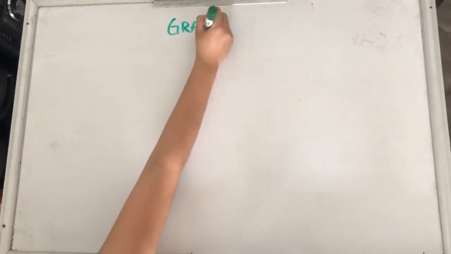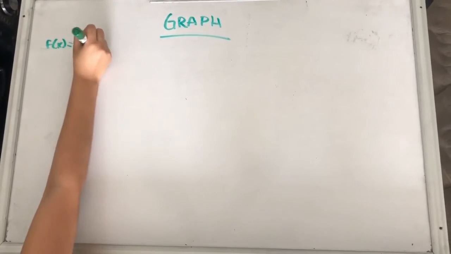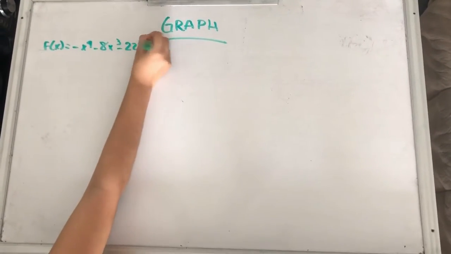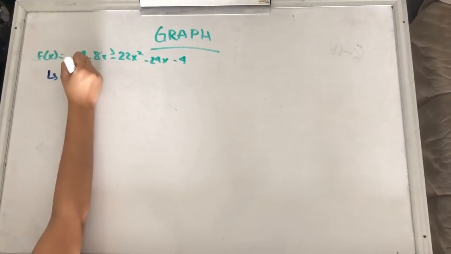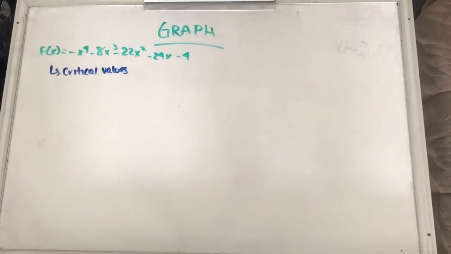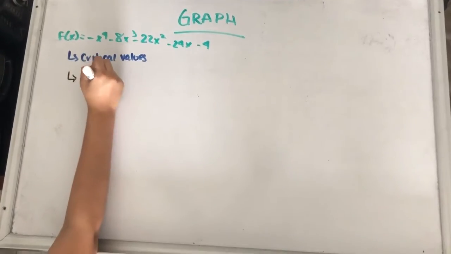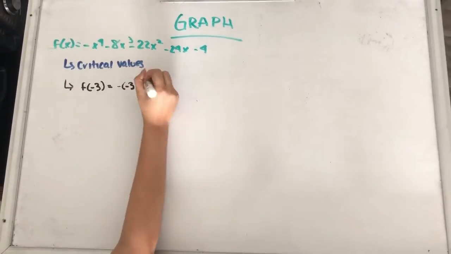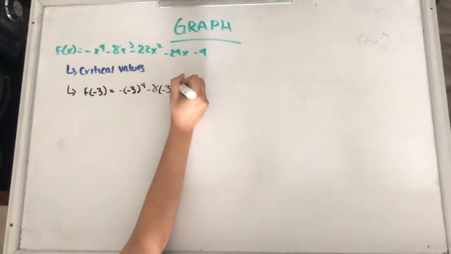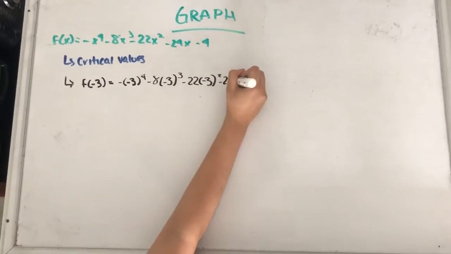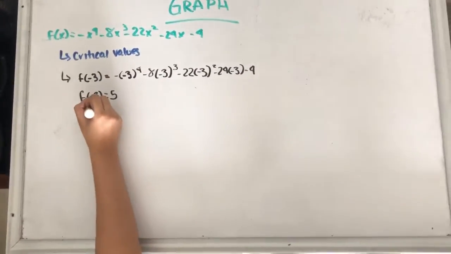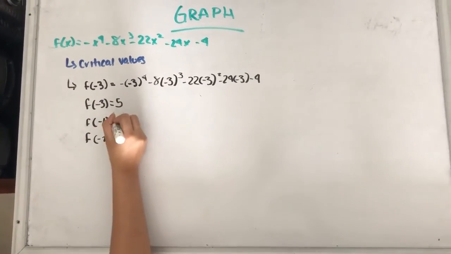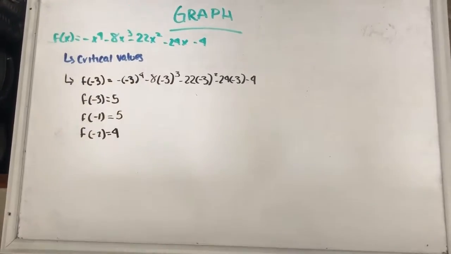To sketch the graph, first of all we need to write the function to identify it, and then substitute the x with the critical values. First, like minus 3, we substitute all the x that are found in our function to find the answer of the y value. Then we do the same with the others until we have all of the y values.